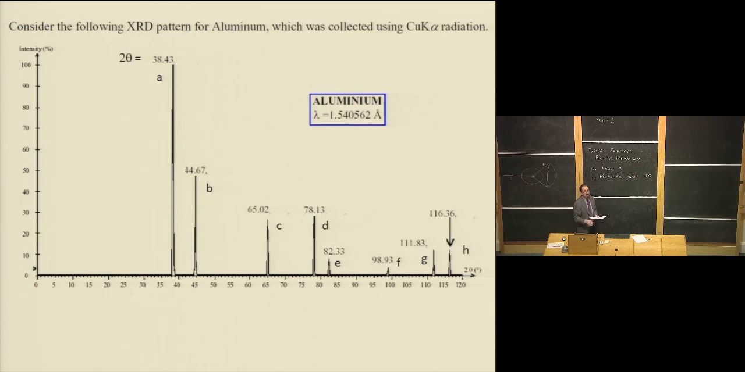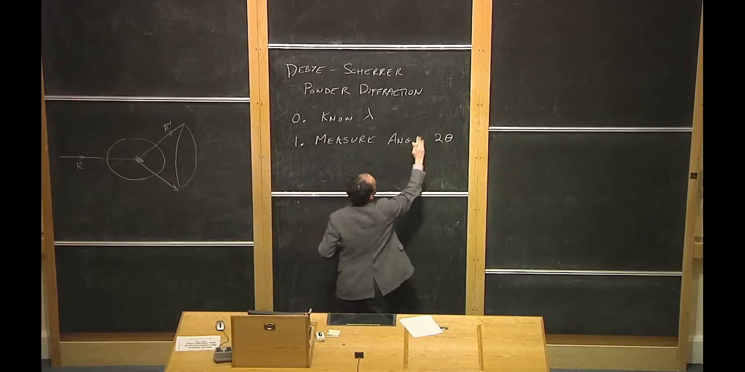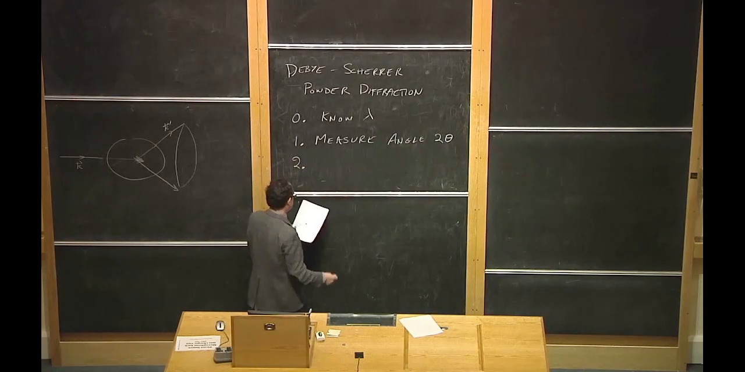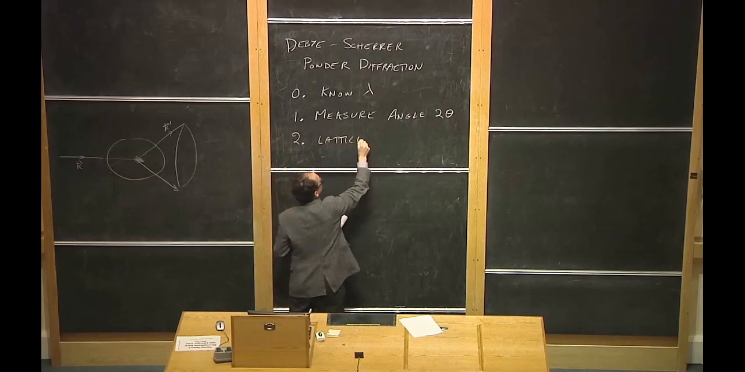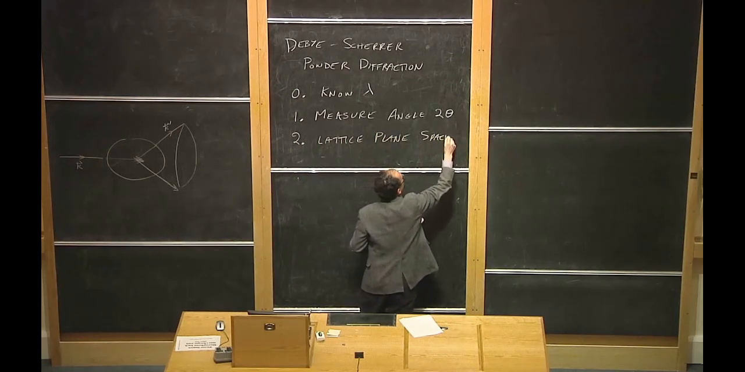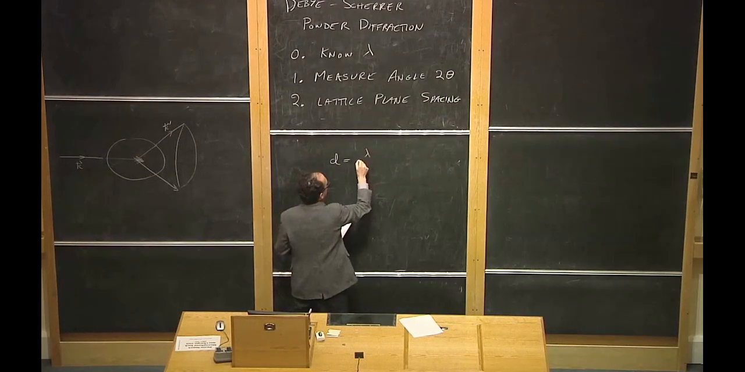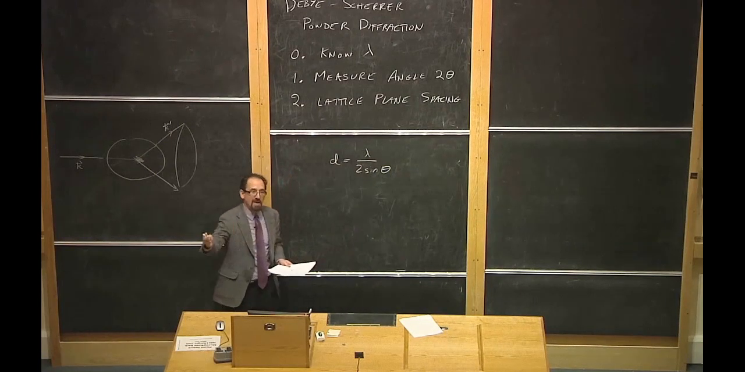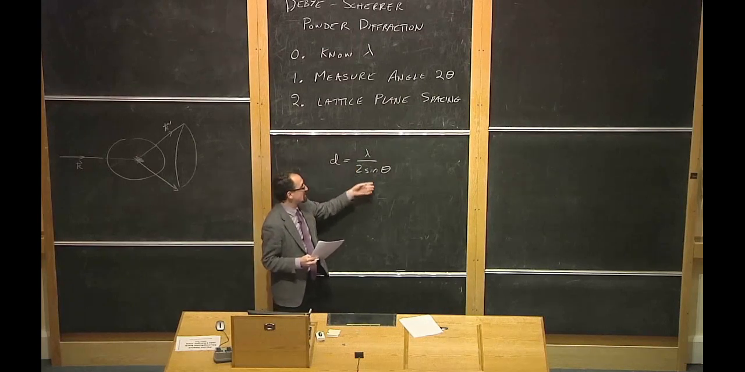Okay, for each scattering angle you measure, step two is to calculate the lattice plane spacing using Bragg's law, and that is d equals lambda over 2 sine theta. So for each scattering angle you see, that's representing a family of lattice planes with the spacing d equals lambda over 2 sine theta.